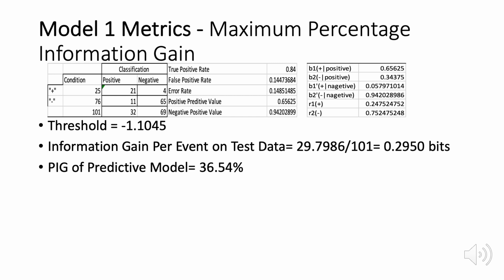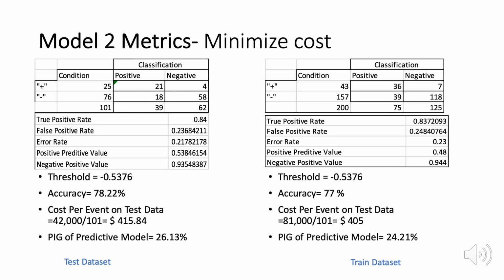So by using model 1, the optimized threshold is minus 1.1045. The information gain per case on the test data is 0.295 bits, and the percentage of information gain is 36.54%. In model 2, the accuracy is 78.22% in the test dataset, and the minimized cost per event is $450.84.